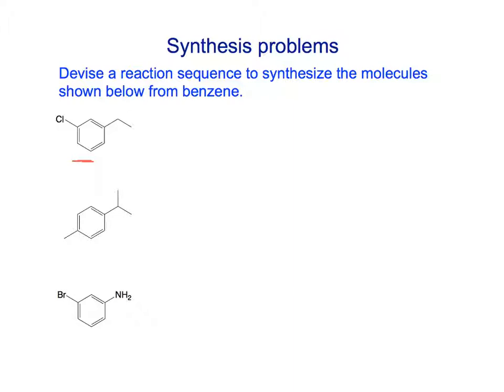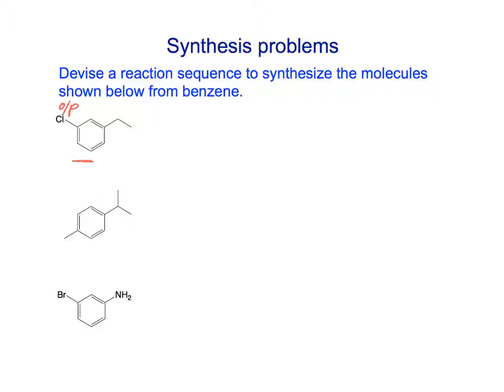Right, and so when you're thinking about these, you're going to be thinking about what group to put on first and which one to go on second and whether they're going to direct the next group into the right place. And so let's just work this first one together. Let's look at the two groups we have on there and determine whether they are ortho, para, or meta-directing groups. So what about the chlorine? It's an ortho-para directing group, right?